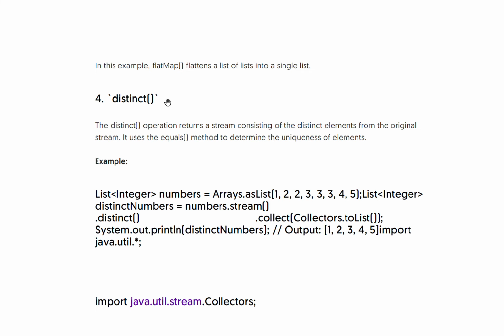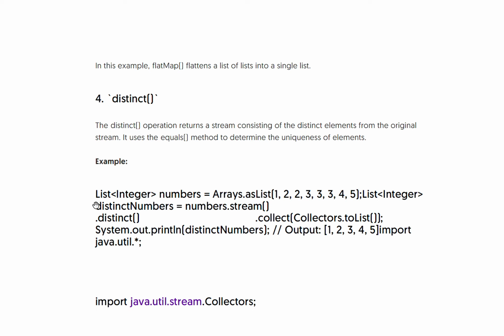Next, distinct. From the name itself you can understand. It is going to process each individual element of the stream. It returns a stream consisting of distinct elements from the original stream. It uses the equals method to determine the uniqueness of elements. Since we are going to process the distinct elements, it is going to use the equals method. If there is any duplicate, it is going to produce only the distinct elements.